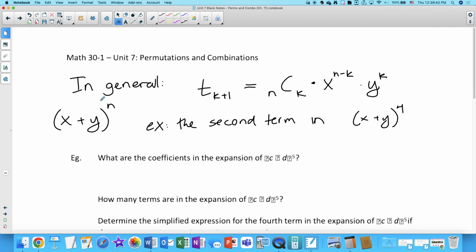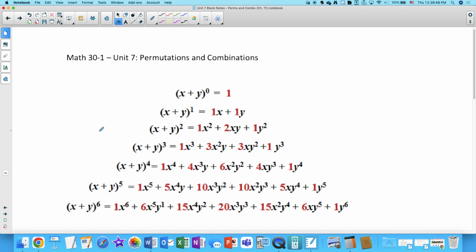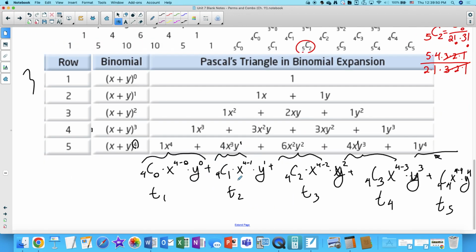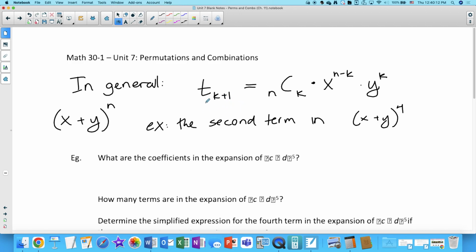Okay, now the second term, if we go back for a second, do you see how the number that we have to choose is 1 less than the term number? Right? So for the first term, this number is a 0. For the second term, this number is 1. For the third term, this number is 2, et cetera. That's why in the general formula, this is k plus 1, this one is k. Because the term number is always 1 greater than whatever we're choosing.